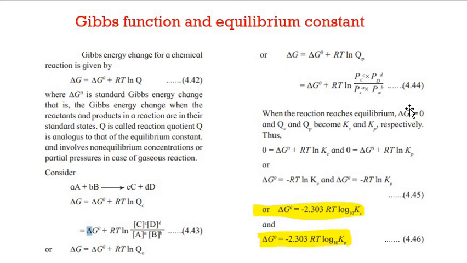and delta G naught is also equal to minus RT ln Kp, or delta G naught is equal to minus 2.303 RT log base 10 Kc, or delta G naught is equal to minus 2.303 RT log base 10 Kp. So this is the relation between the Gibbs function and equilibrium constant. Thank you.